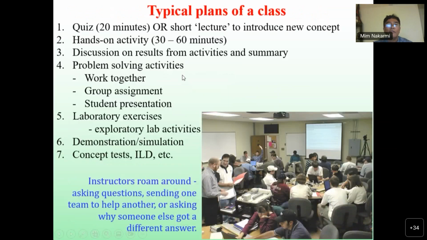Okay, so in my class, typically in the beginning, there will be either a quiz or a short lecture to discuss the new concept we are learning, or to summarize what you have learned. And then after that, for most topics, I have designed some hands-on activities. It could be a short, small experiment, and then they can really see the result, and they know, oh, that's what is going on. And after that, sometimes we discuss the results from the activities and summarize. So this summary is also part of the lecture.